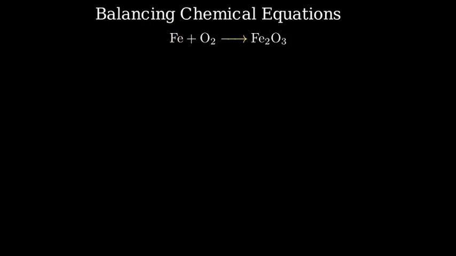On the left side, we have 1 iron atom. On the right side, we have 2 iron atoms in Fe2O3. To balance the iron, we put a 2 in front of Fe on the left side.